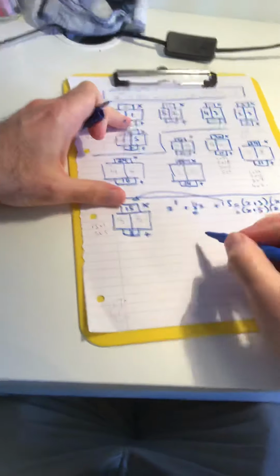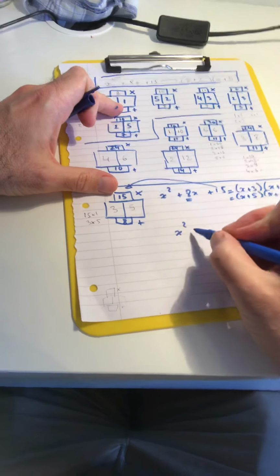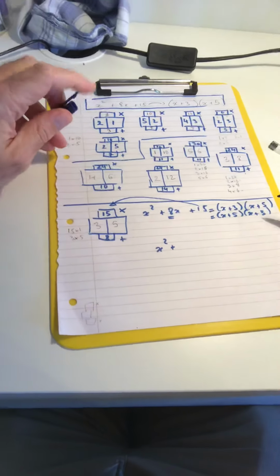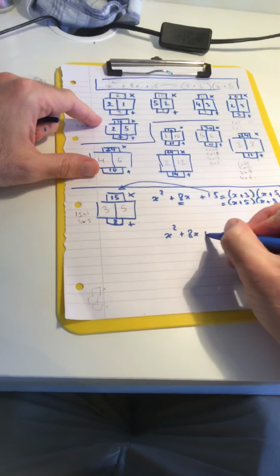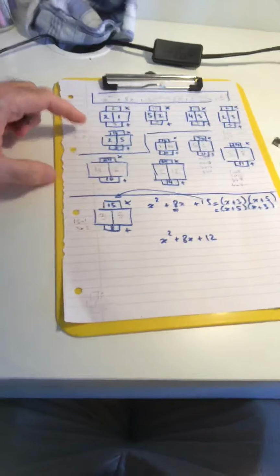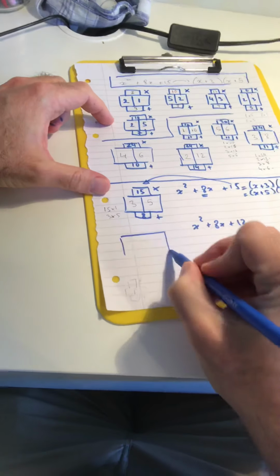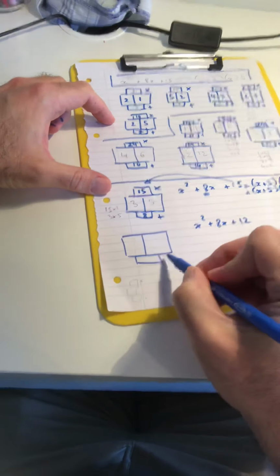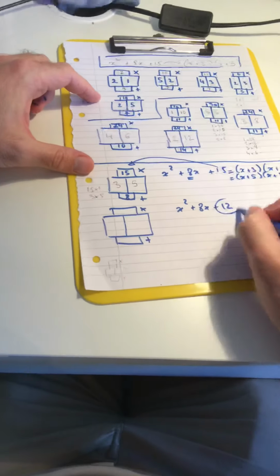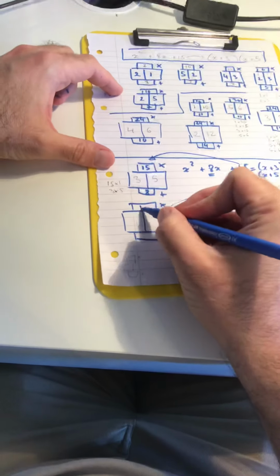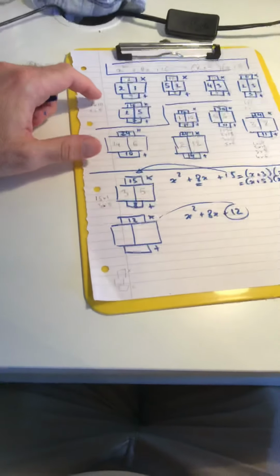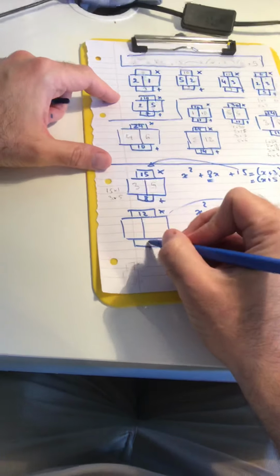I've got x squared plus 8x plus 12. So what am I going to do? Same thing, plus, times. What did I say? I said this one at the end goes at the top. So my target for timesing is 12. And my target for plussing is 8.